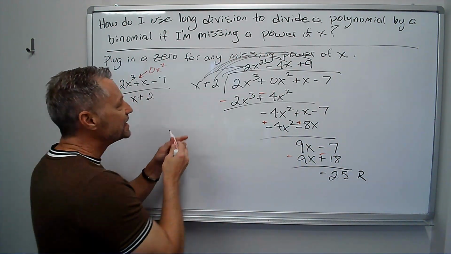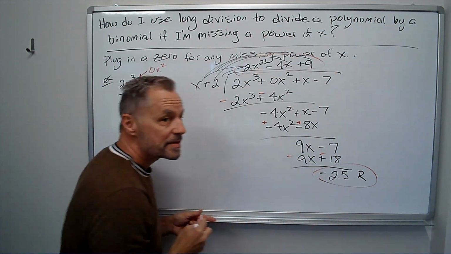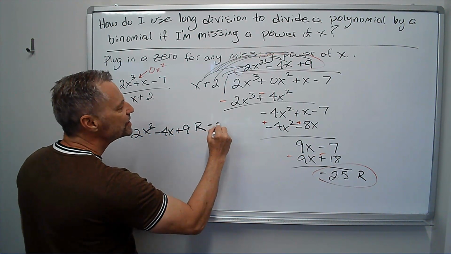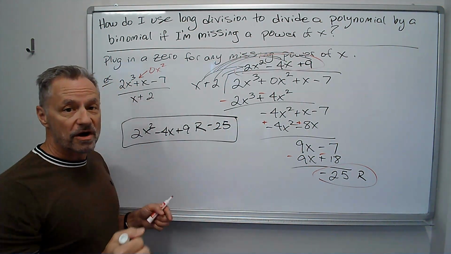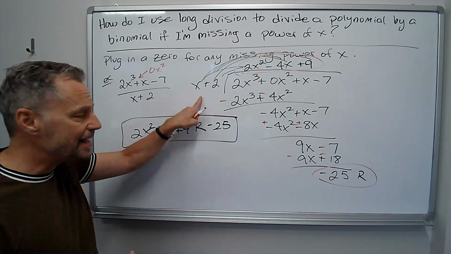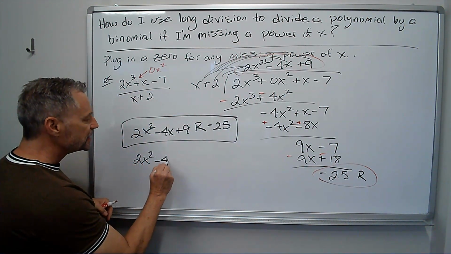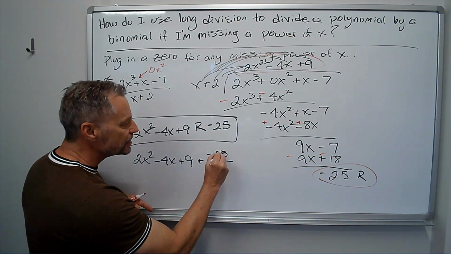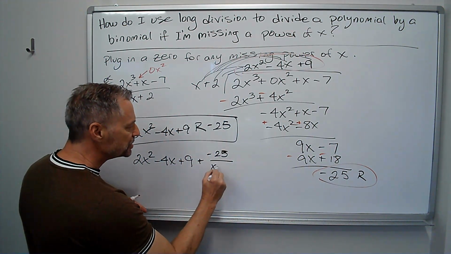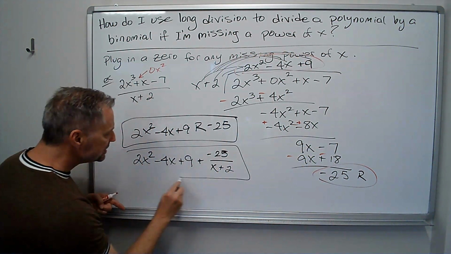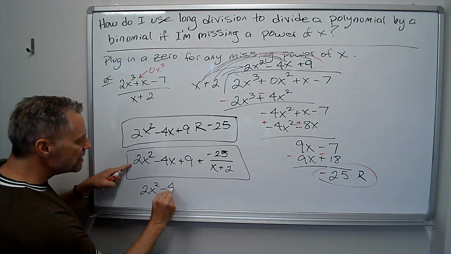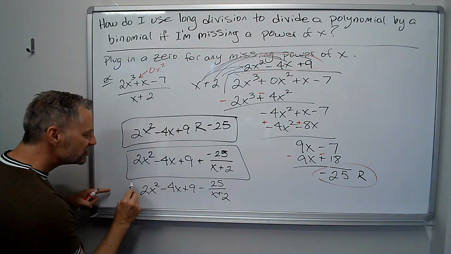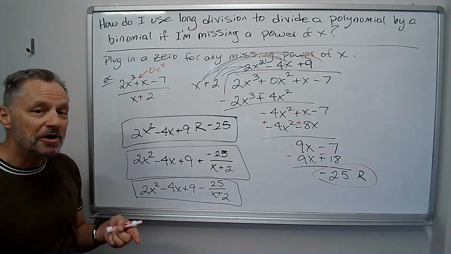So often they'll write the answer with this remainder. So they'll either write 2x squared minus 4x plus 9, remainder negative 25. Or more often than that, remember this is still being divided by that. So they'll do 2x squared minus 4x plus 9, and then either plus negative 25, the remainder, divided by what I'm dividing by, x plus 2. And sometimes you'll even see it where they go 2x squared minus 4x plus 9 minus 25 over x plus 2.